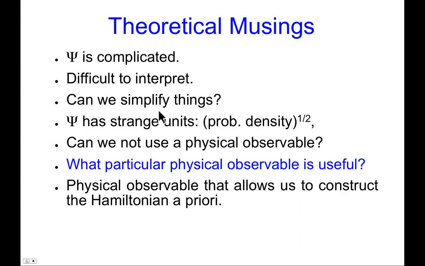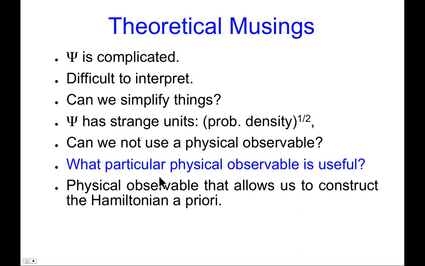So we can ask ourselves legitimately, would it be possible to simplify things? Another aspect about psi that's kind of odd is the units on the wave function are certainly unusual, right? It's probability density to the 1/2. So we have to integrate the square modulus of a wave function in order to get probability. So it just seems as though there ought to be some physical observable, that is, some tangible aspect of a system, not something as intangible as a wave function, that would still completely describe the system.